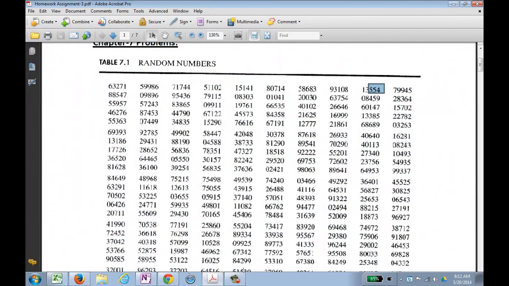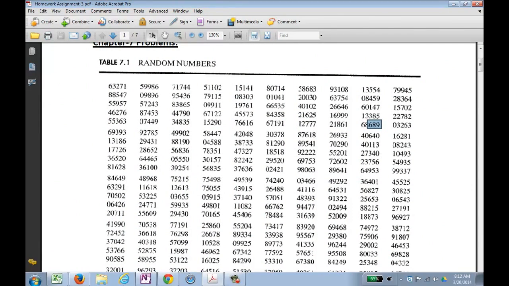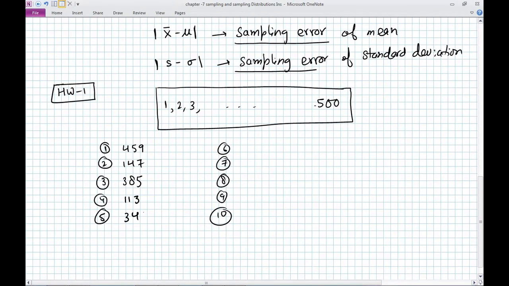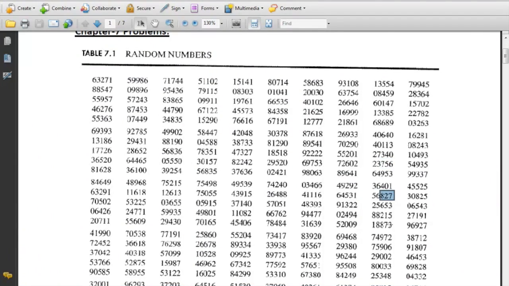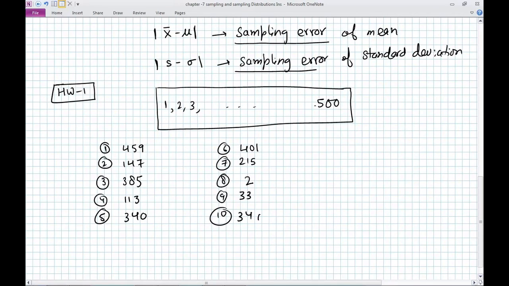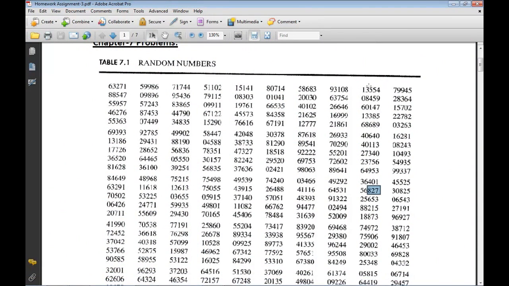After 147, you have 385 we can use, and then 689 we cannot use, 640 we cannot use, 113, 340 we can use, 756 we cannot use, and then 953 we cannot use, 401 we can use. So this way we get a sample of size 10 out of 500, and this sample is a simple random sample. Now in this problem, it was indicated that we should start at 554.